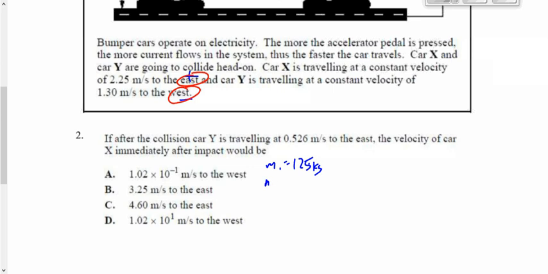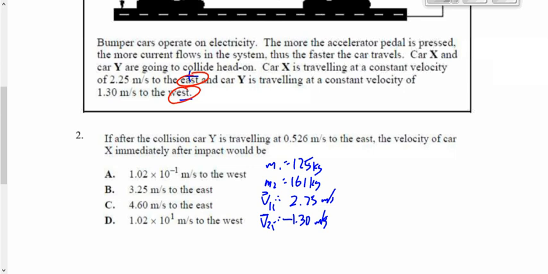And we're going to say M2 is 161 kilograms. I'm going to say V1I, car X, that's object number 1, is 2.25. Car Y is V2I. V2I is 1.30. Is that right? Is that right, Spencer? 1.30? What's wrong? Yes, correct. It should be a negative 1.30.